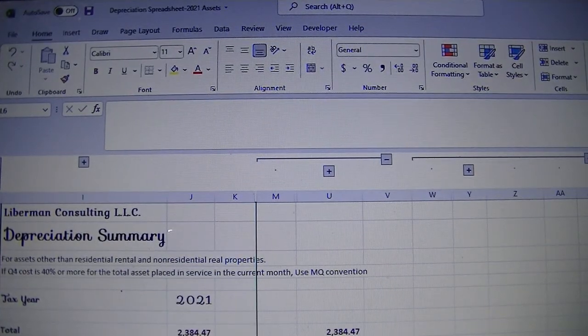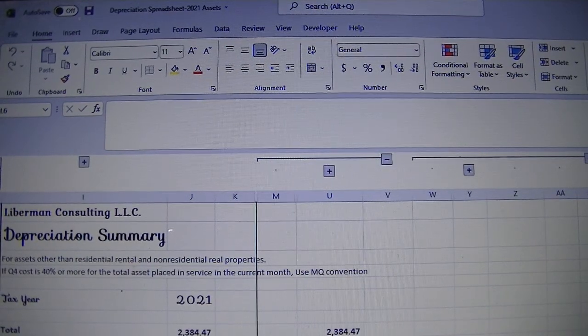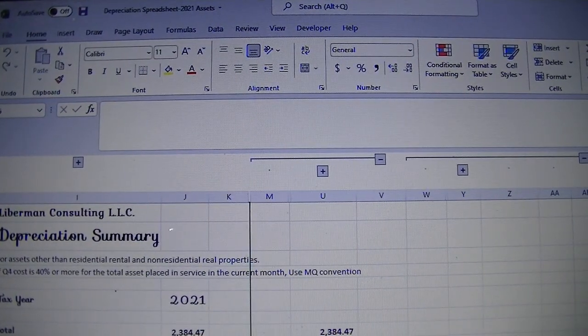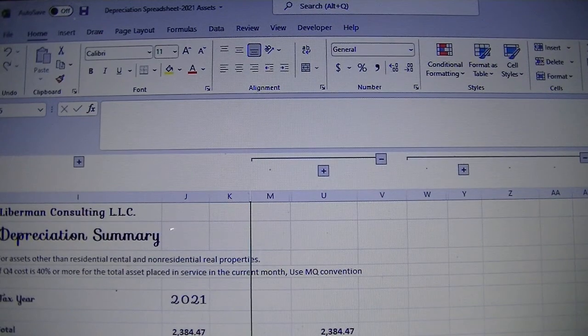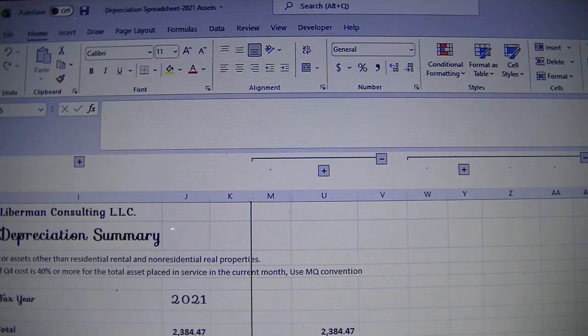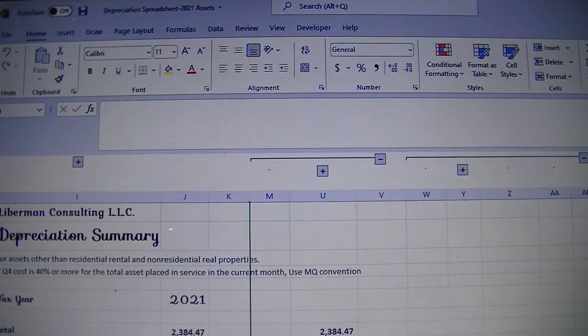Hello, how to depreciate a business asset. I'm going to use maybe 5 assets you can depreciate within between 5 and 10 years to explain how you can depreciate your business assets.